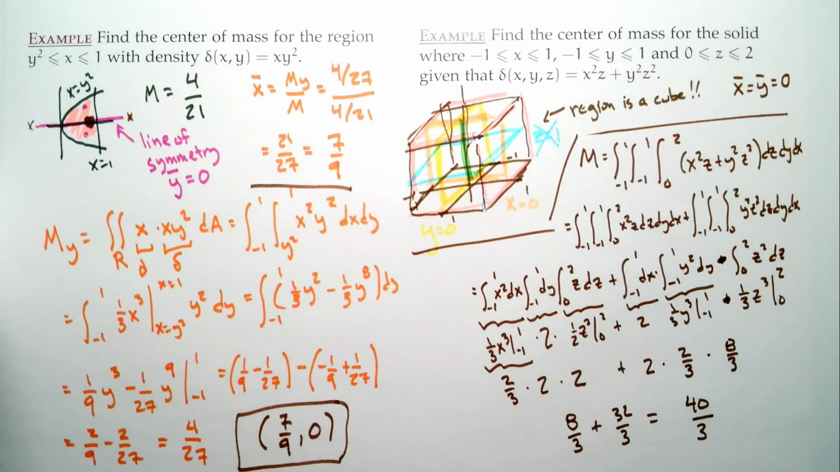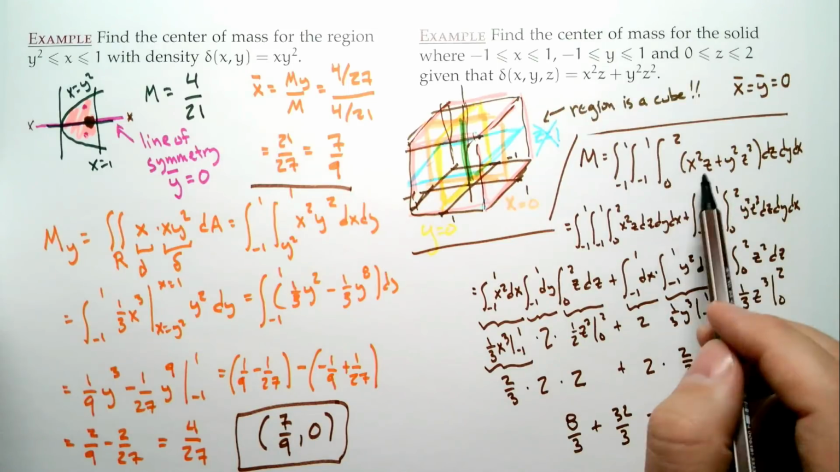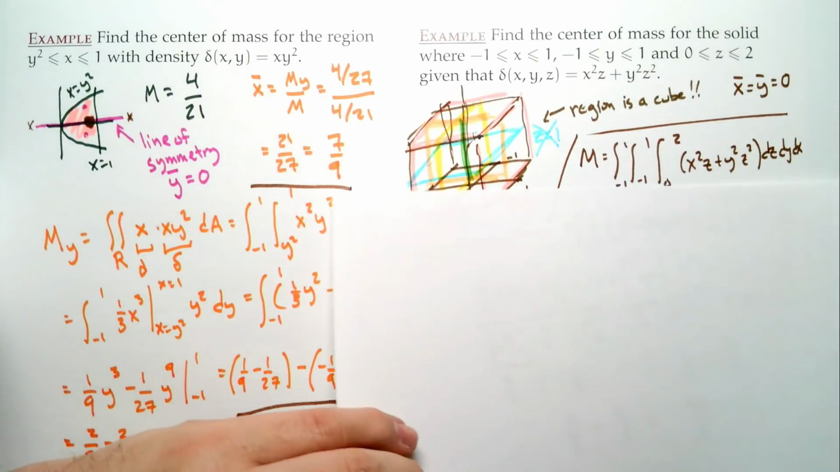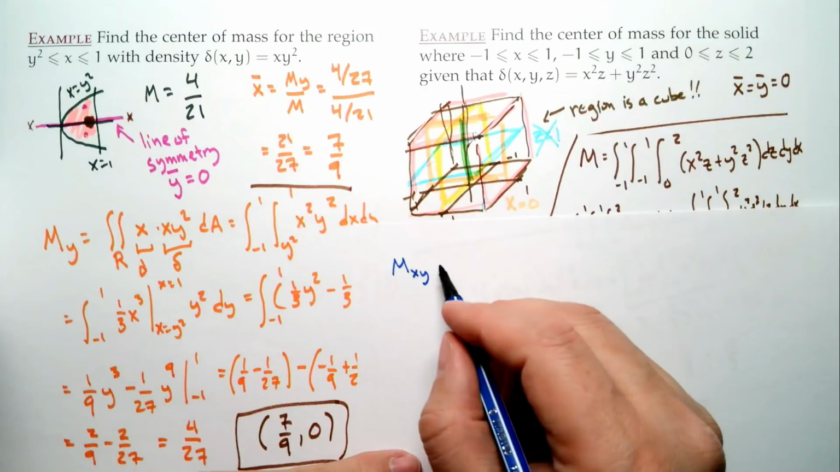Okay, so now we know M. M should be 40/3. Well, it's not enough. We also need to find our moment. Well, which moment? Because we're looking for a z bar, when we do the integral, the only change would be we want to add a z. Now, we can either remember that, or we could be fancy and say that means we're looking for the moment with respect to the xy plane, because the distance to the xy plane is z. All right, so we're going to find the moment with respect to the xy plane.